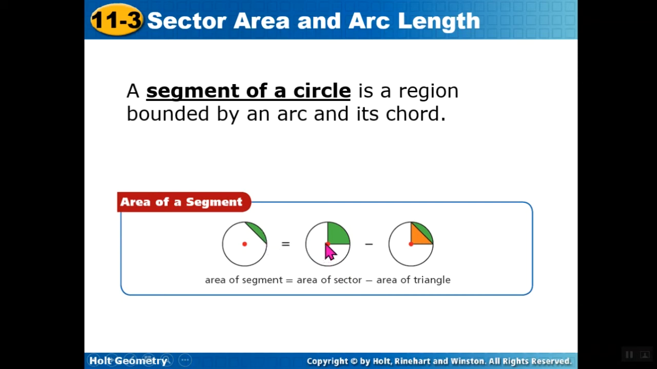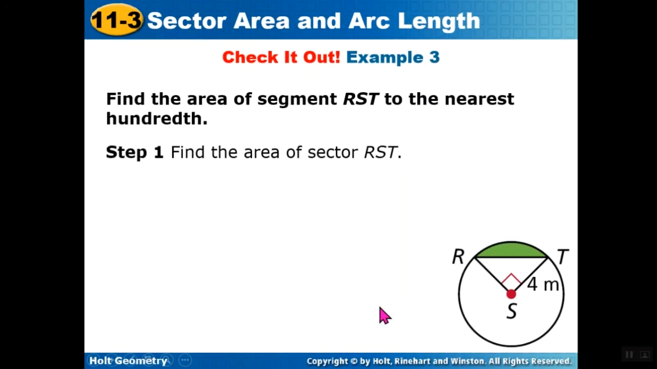What we will do is find the area of the full sector, then subtract the area of this triangle. If you remove the green sector, you will get this part only. So to get the segment area, step number 1, we find the area of the sector. Step number 2, the area of the triangle. Then the third step, we subtract the two answers. Let's take an example for that.